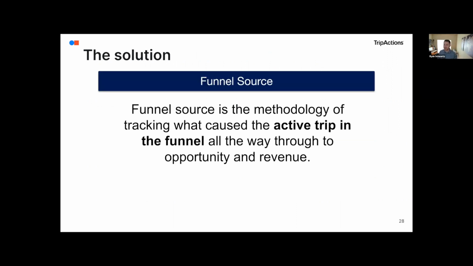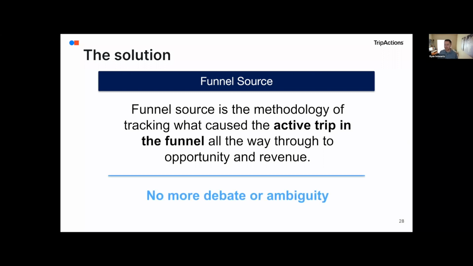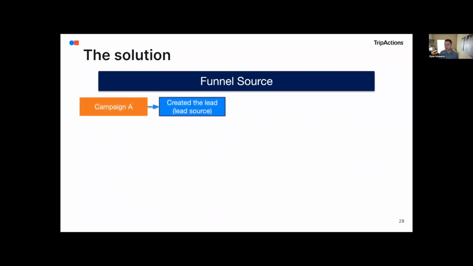So funnel source is the methodology of tracking what caused the active trip through the funnel all the way through to opportunity and revenue. And if you achieve this, you basically erase the ambiguity, you erase the debate, because you've aligned on the methodology and you have the right technology that can truly track toward that methodology. So the underlying requirement here is that you are able to track each trip through the funnel. Full Circle does enable this, but if you are not able to track each trip through the funnel, if you don't know when a funnel is open or when a funnel is closed, you will not be able to achieve this definition.